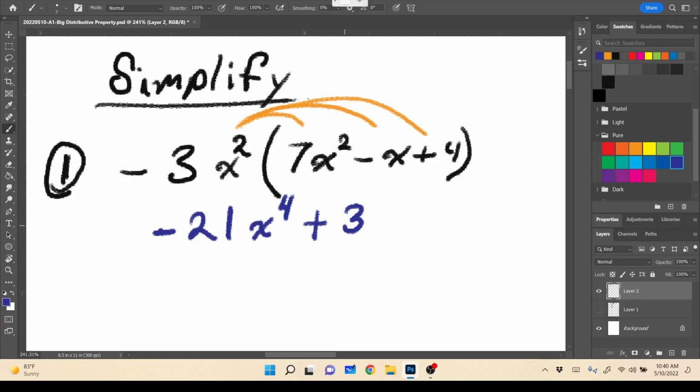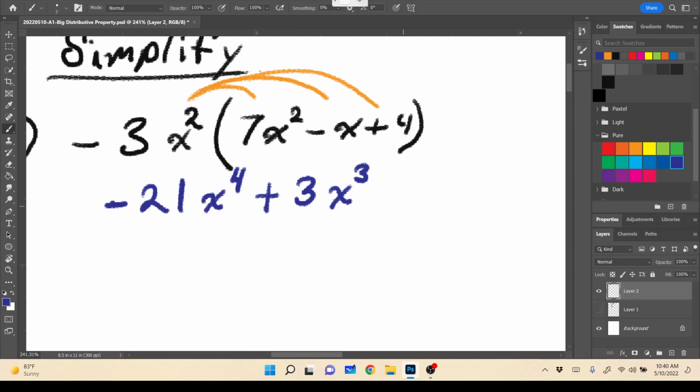Okay, now, so what is x squared times x? If we have like bases, it is x to the third power. How did you get that? Because x has a 1 exponent. 2 plus 1 is 3. So this is x cubed. And then negative 3 times 4 is negative 12. There's no x here, so it's negative 12 x squared.